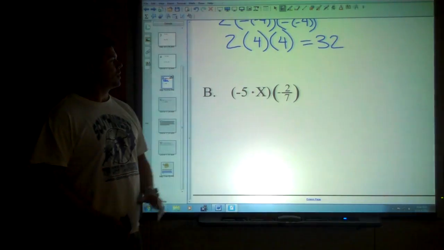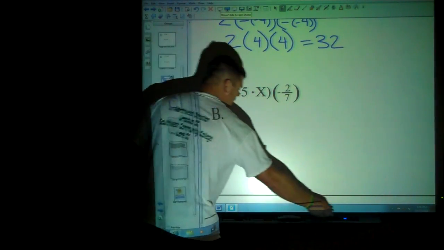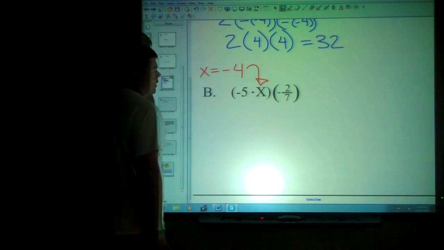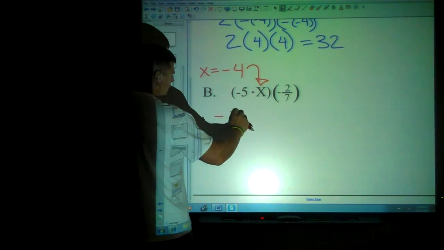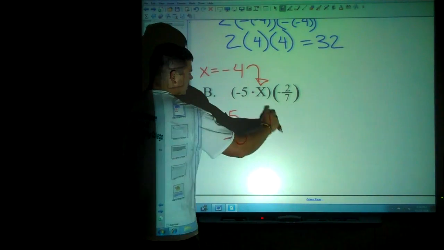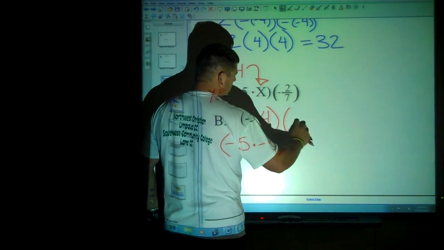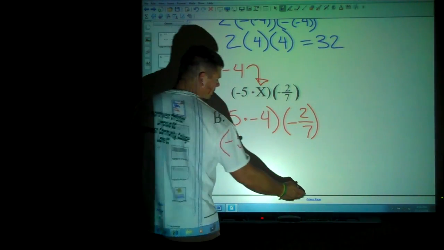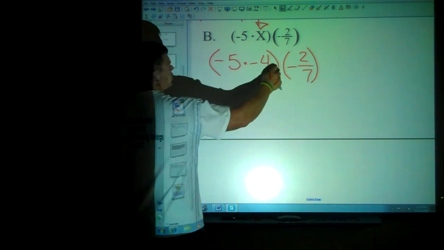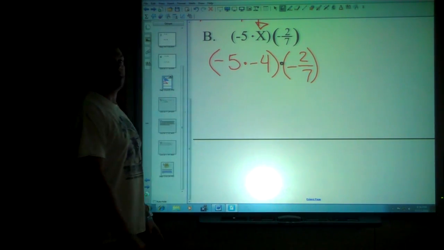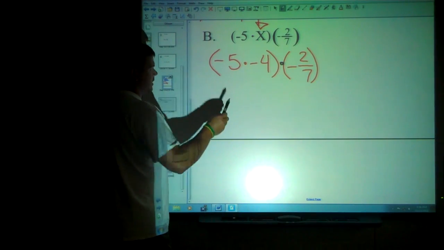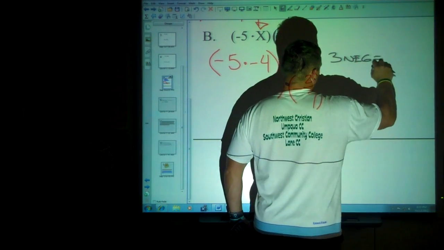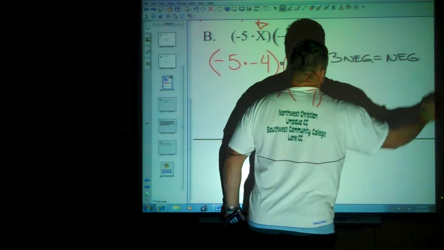Attention to detail. Alright? We still have an x value of -4. If x equals -4, then we're going to stick it right there. So we have -5 being multiplied by -4, and we have the fraction -2/7. So that's the appearance of the problem right now. Because it's multiplication throughout the entire problem, it doesn't matter the order that you multiply in. But 1, 2, 3 negatives is going to equal a negative answer.